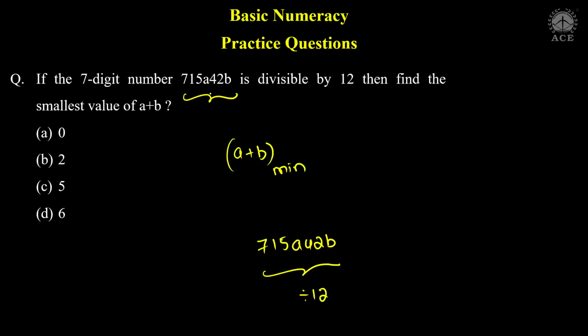7-digit number divisible by 12. Minimum value of a and b you have to find. Yes, what is the answer, my dear friends? You kindly be in mute mode. You can use the chat box to respond with your answers.